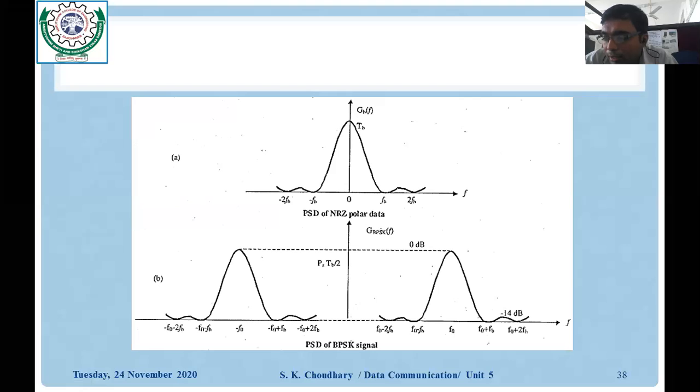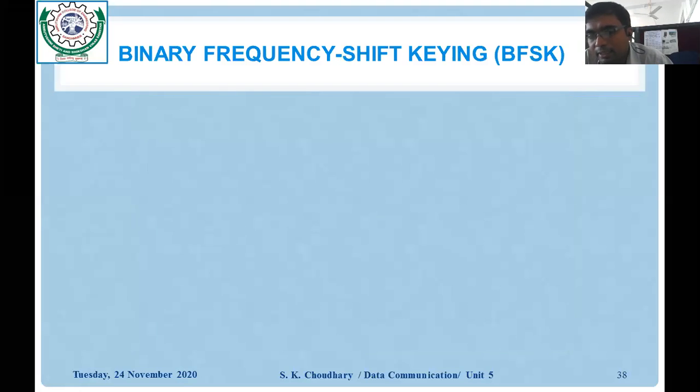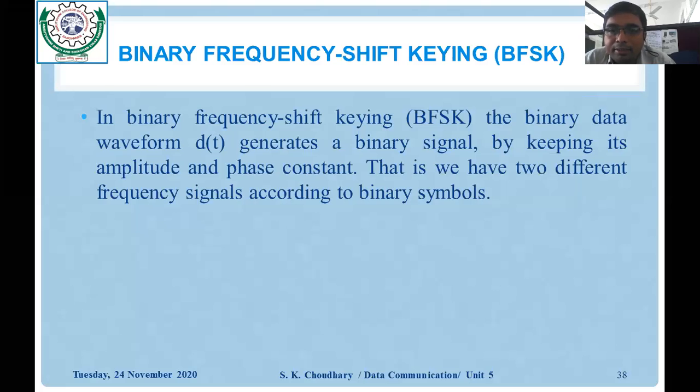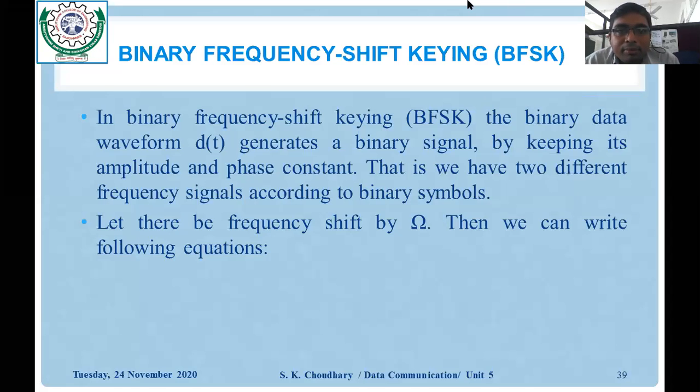Now we move to the next topic, that is BFSK signal, the binary frequency shift keying technique. In binary frequency shift keying, the binary data waveform DT generates a binary signal by keeping its amplitude and phase constant. Only the frequency of the carrier signal is varied. So we have to see how this happens. Here we apply two different frequency signals according to the binary symbols: for binary 1 one frequency, for binary 0 a different frequency.